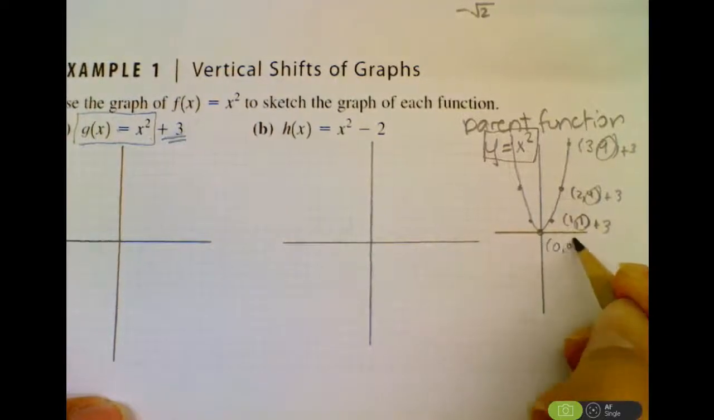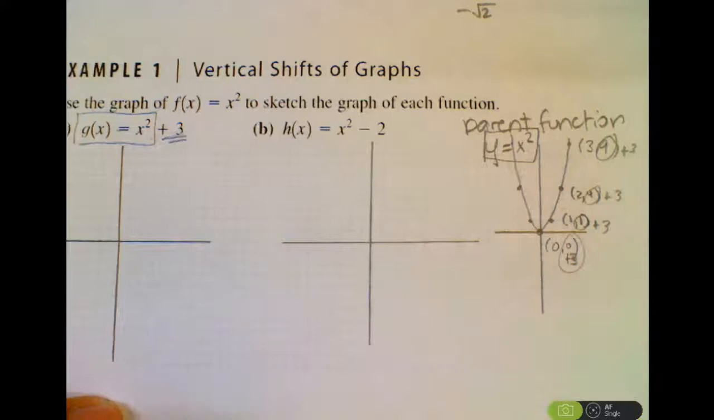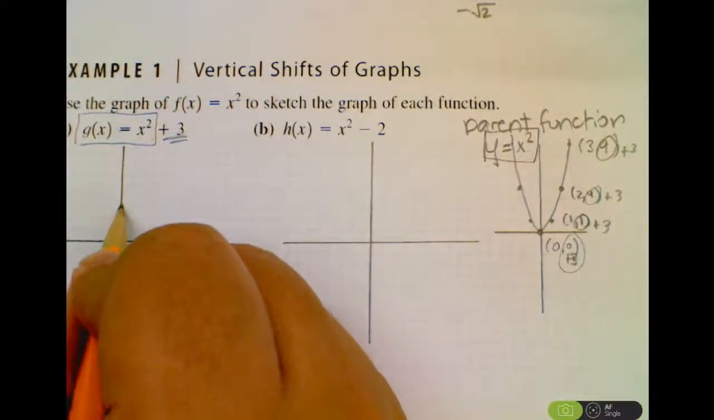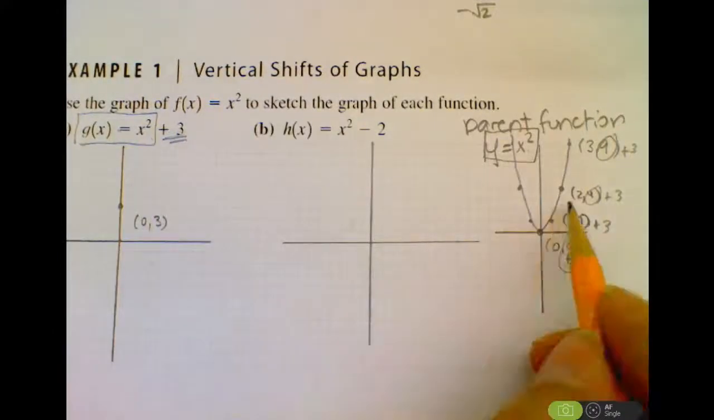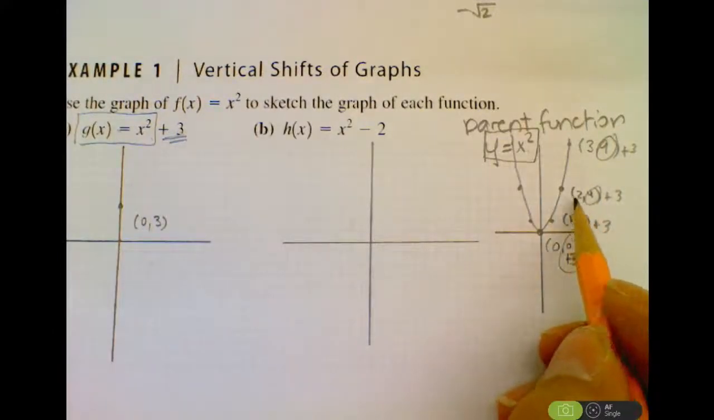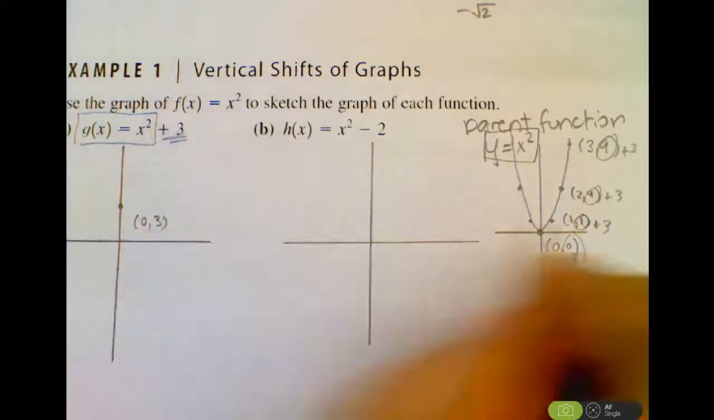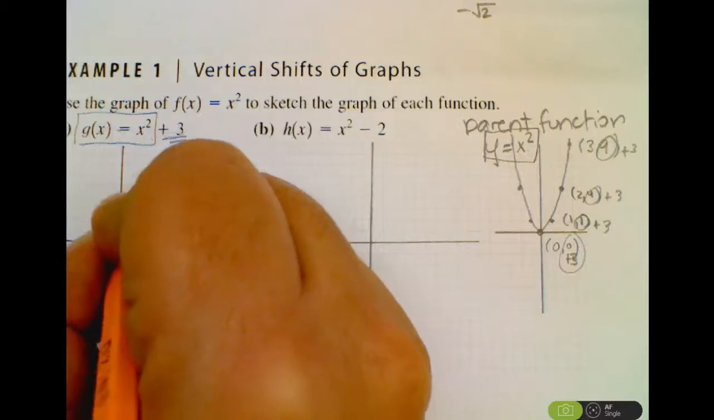This is the point 0, 0, and the y value would also be added by 3. That's exactly what it means. So instead of 0, 0, it's going to be 0, 3. Instead of 2, 4, it's going to be 2, 7. Instead of 1, 1, it's going to be 1, 4.